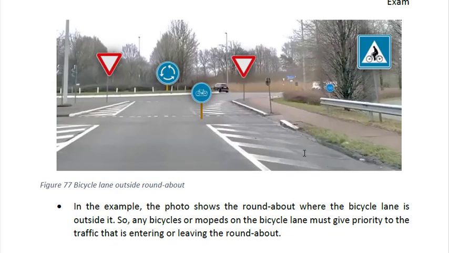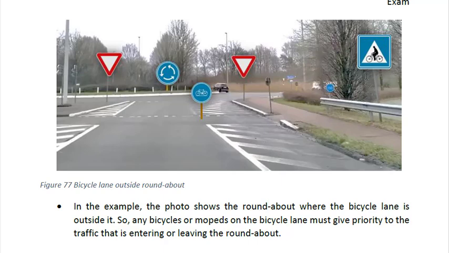The other situation is a bicycle lane which is not part of the roundabout. In this photo, you can see that there is a bicycle lane close to a roundabout, but it is really not part of the roundabout. So as you can see the board on the right where the bicycles are allowed to cross.